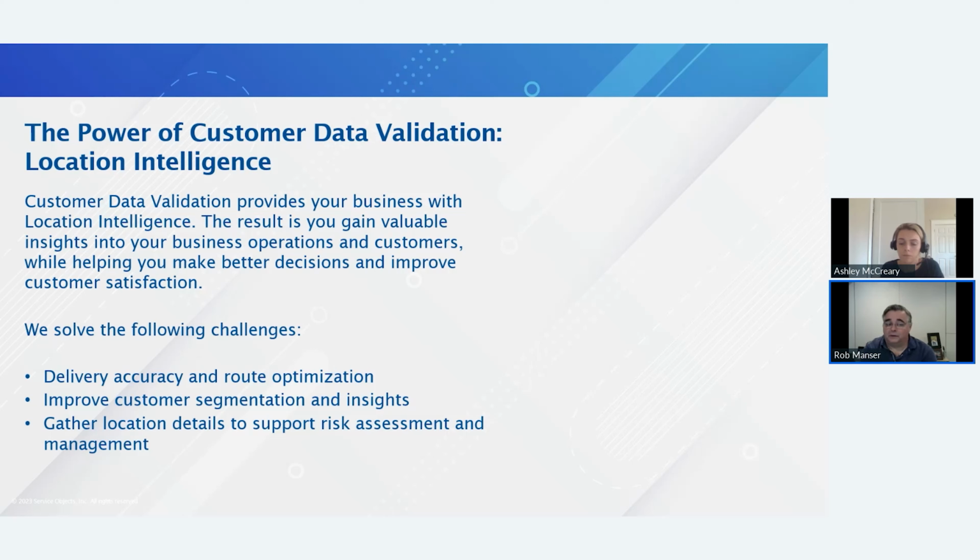It'll help with making better decisions and hopefully improve customer satisfaction. Where we have seen the most value is, we have Amazon as a great example. We solve a lot of problems for some very big companies. Delivery accuracy and route optimization, we're definitely used for in this world. In the location intelligence world, we see improved customer segmentation and some insights that are gained from that. People are able to sort of silo this data based on location and make some good decisions there.